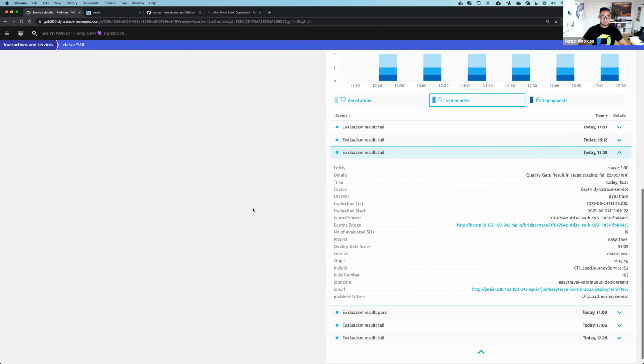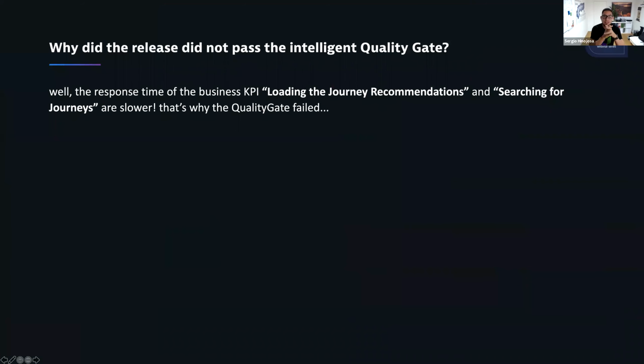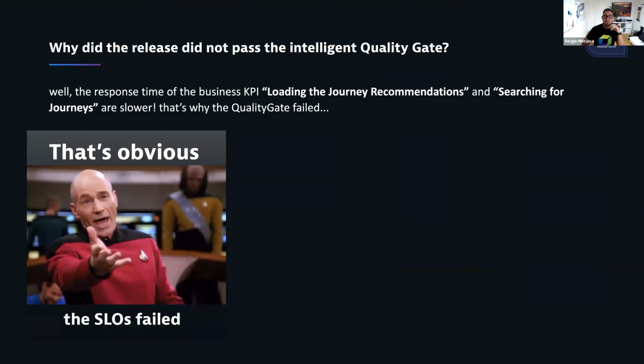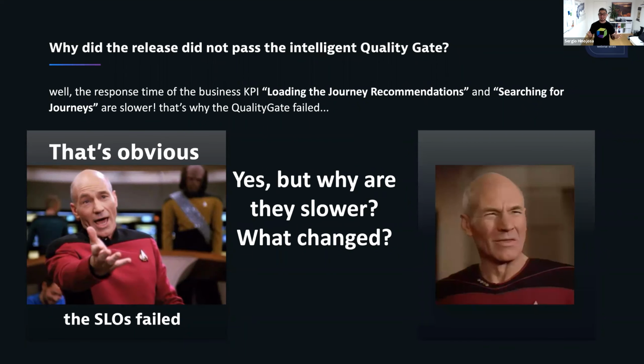And now I'm gonna ask you, why did the release not pass, right? Well, Captain Performance is telling us, well, this is obvious. The SLO failed. Yeah, but why did it fail? Why is it slower? What changed? And I bet you any software but Dynatrace has the power to tell you exactly what changed automatically, right? And I'm going to show you how you can do it in your application.